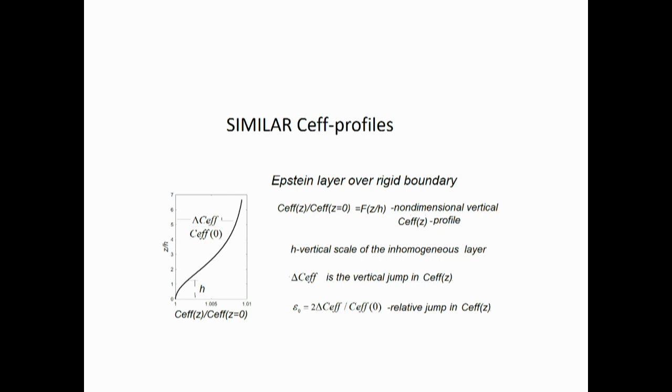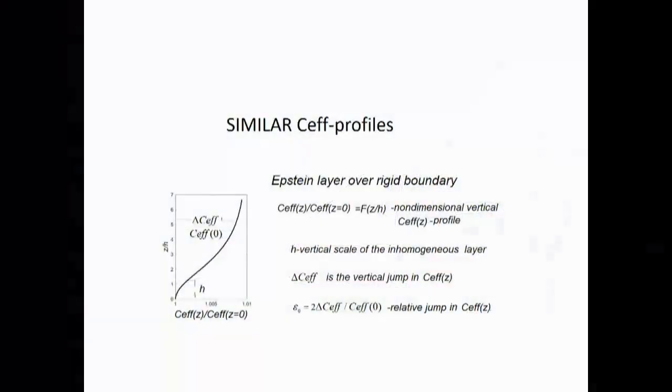First of all, when we are trying to model the long-range infrasound propagation, we deal with similar effective sound speed profiles. These are the profiles which are described by the non-dimensional function of the height normalized by the height scale h of the inhomogeneous layer. And the epsilon here is the vertical jump in effective sound speed within this inhomogeneous layer.